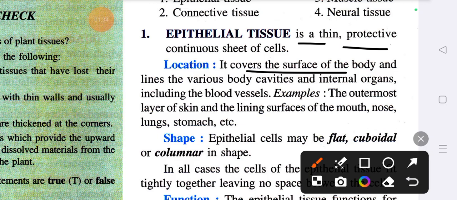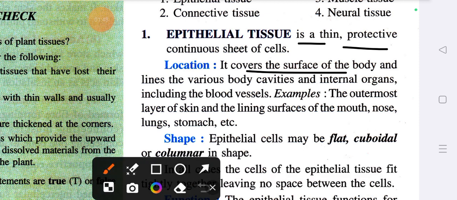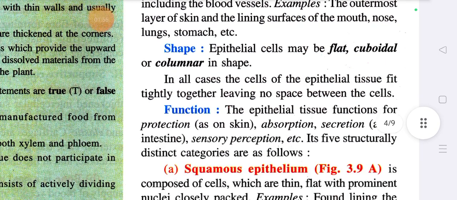So these are nothing but epithelial tissue. It is just a thin layer and protective. If you sting your hand with a needle, then you can easily see that the blood will spill out. Why? Because we know it is very thin. For example, the outermost layer of skin and the lining surface of the mouth, nose, lungs, stomach, etc. are made up of this kind of tissue.